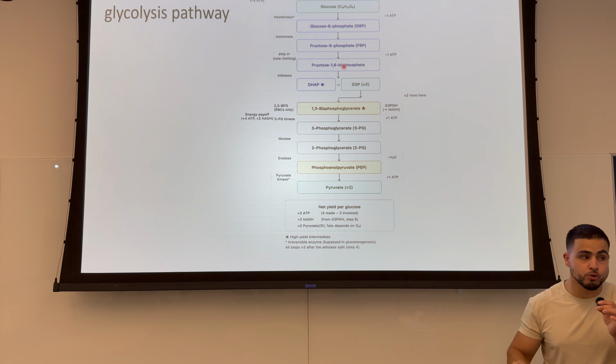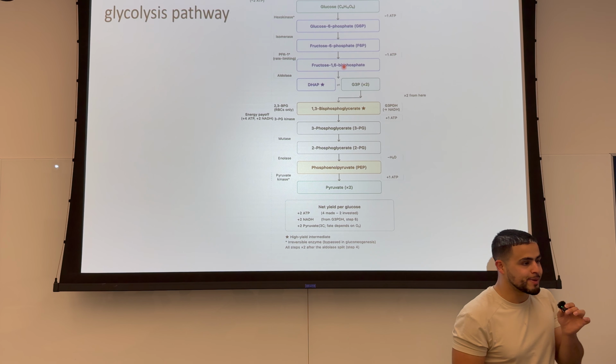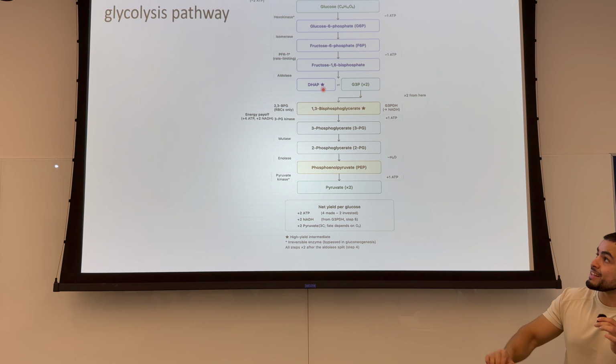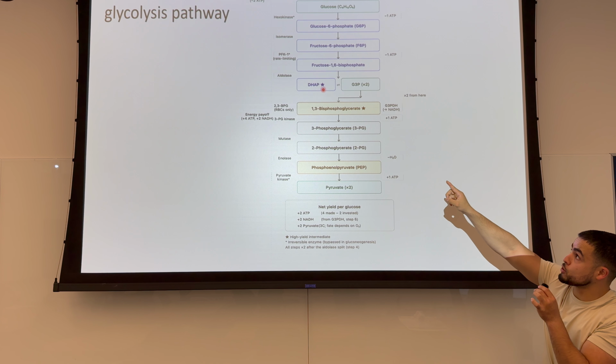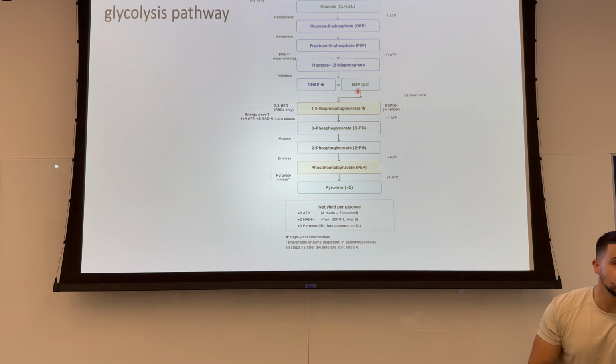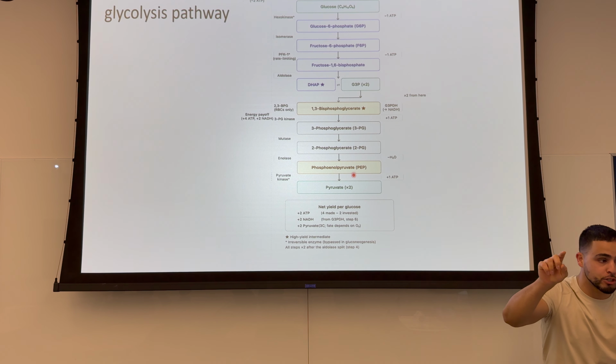Next, you want to break fructose 1,6-bisphosphate into 2 separate 3-carbon molecules, specifically glyceraldehyde 3-phosphate and dihydroxyacetone phosphate. Now notice that there's an arrow between dihydroxyacetone phosphate and glyceraldehyde 3-phosphate because they are interconvertible. So essentially you get 2 glyceraldehyde 3-phosphates that can participate in the remainder of these steps. So all of these steps are going to happen twice in the energy payoff phase.